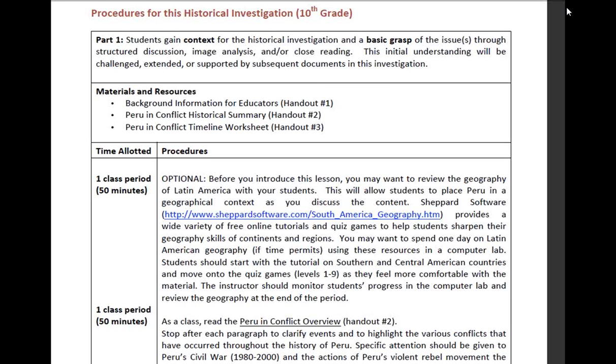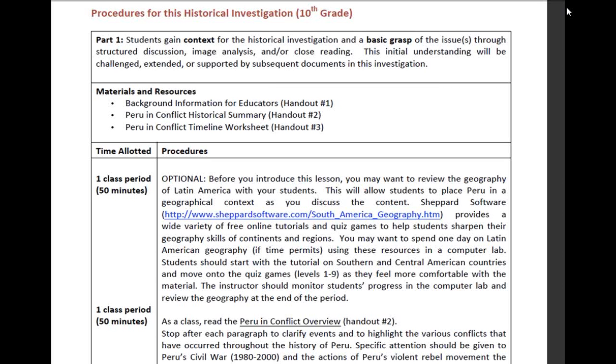Okay, so let me quickly go through part 1 because there are a few different parts in the procedures. This is where students are basically introduced to the topic. In this case, this is how they're introduced to the Civil War in Peru, so this is where they're getting context, a grasp of the issue. In order to introduce this topic, we've created 3 different handouts, and you can see in parentheses handout 1, 2, and 3. This is background information for educators, Peruvian conflict historical summary, and then a timeline. And then beneath that, you'll see the step-by-step instructions.